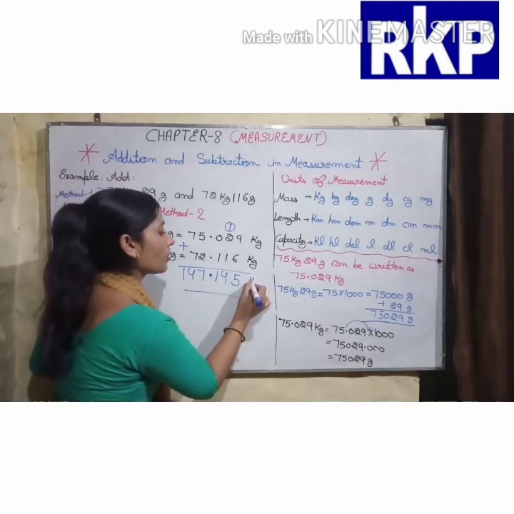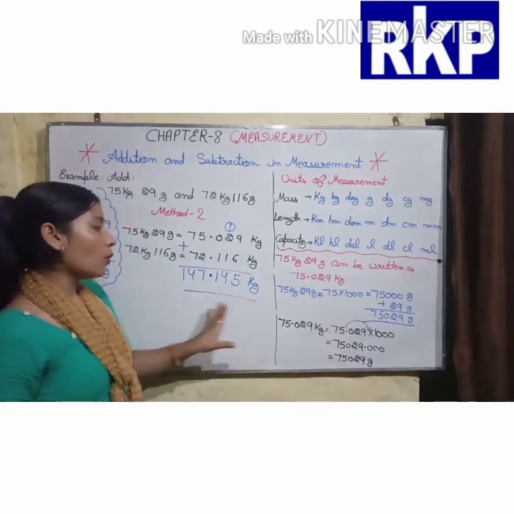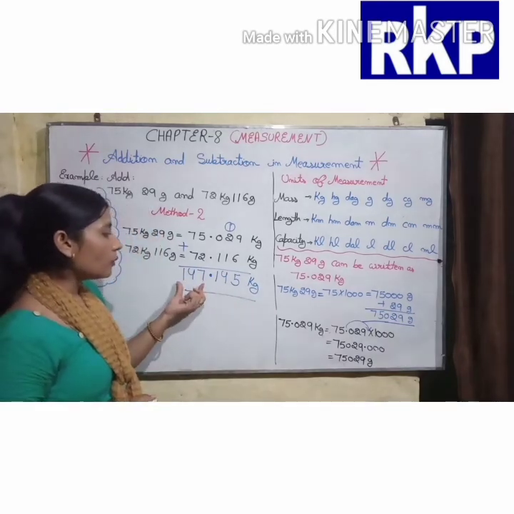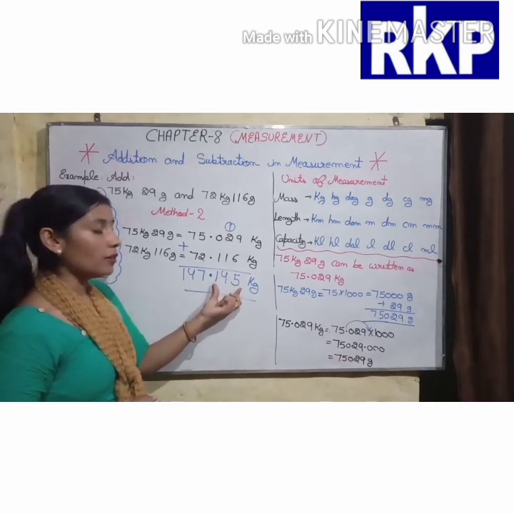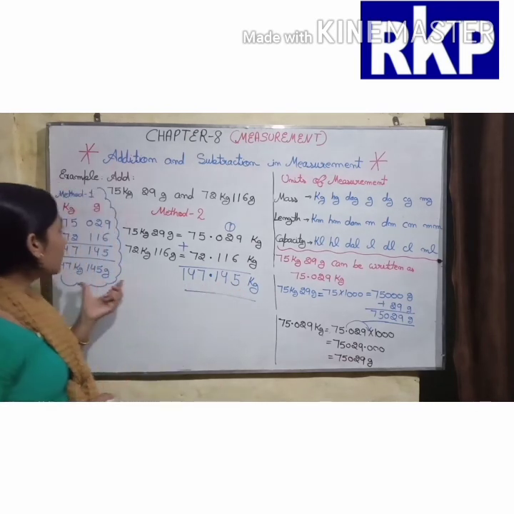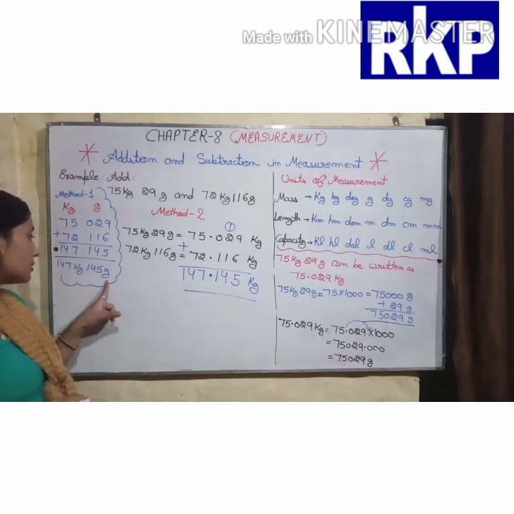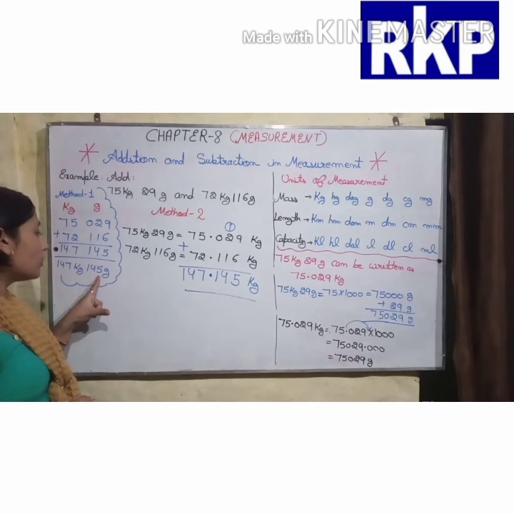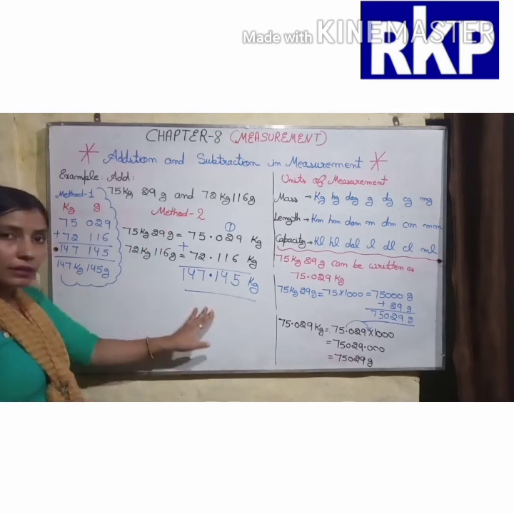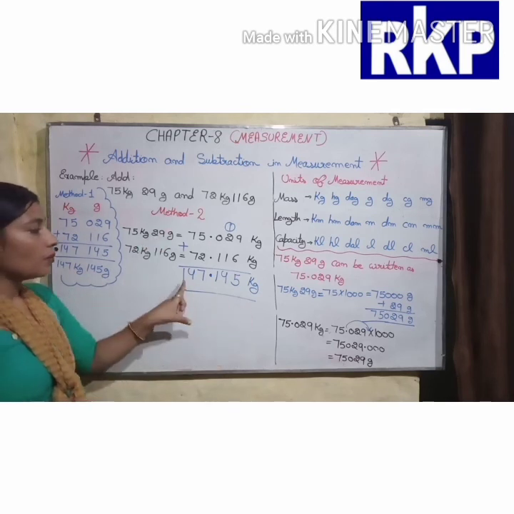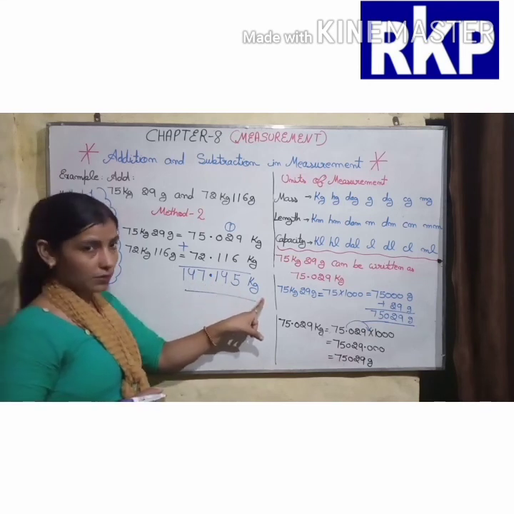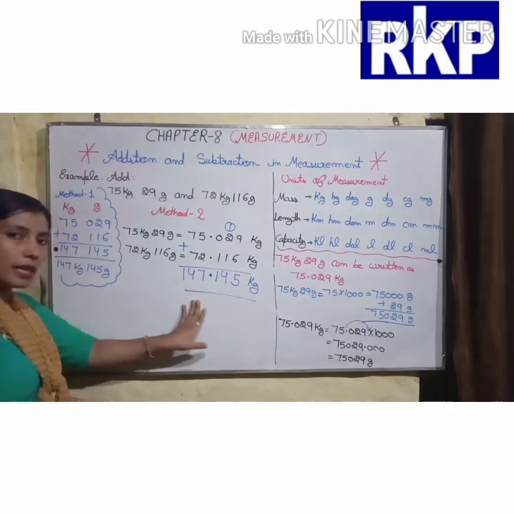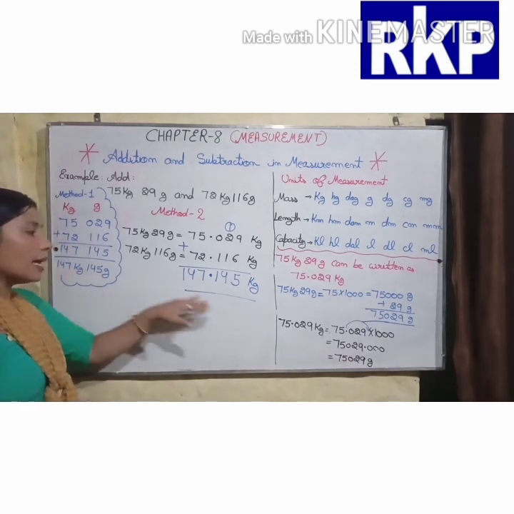So our answer will be 147.145 kilogram. Or we can say 147 kilograms, 145 grams. By the first method we get this answer, 147 kilogram 145 grams, and by the second method we get this answer, 147.145 kilograms, and we know both are the same. We can write this like this also.